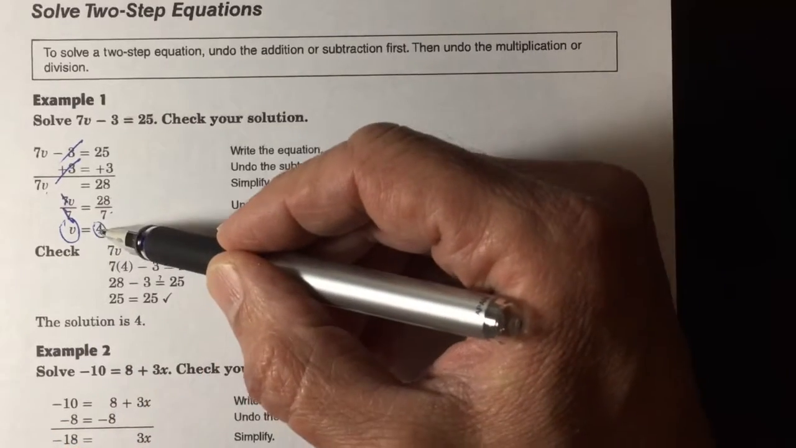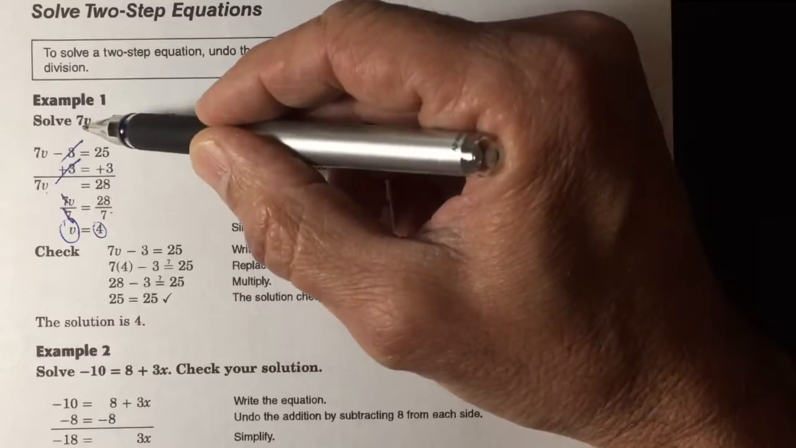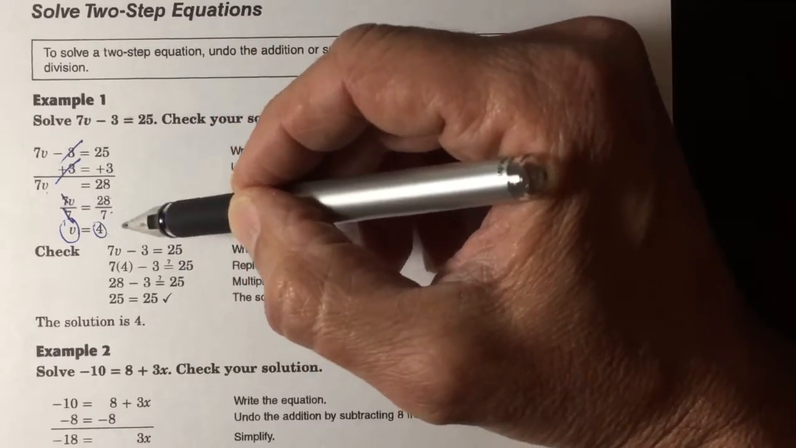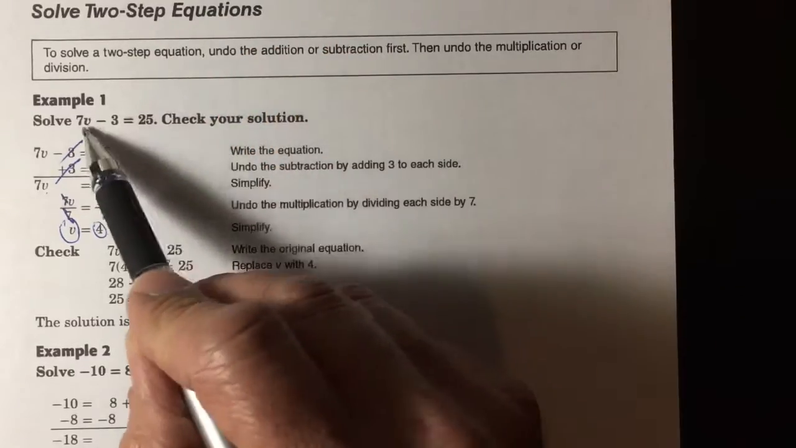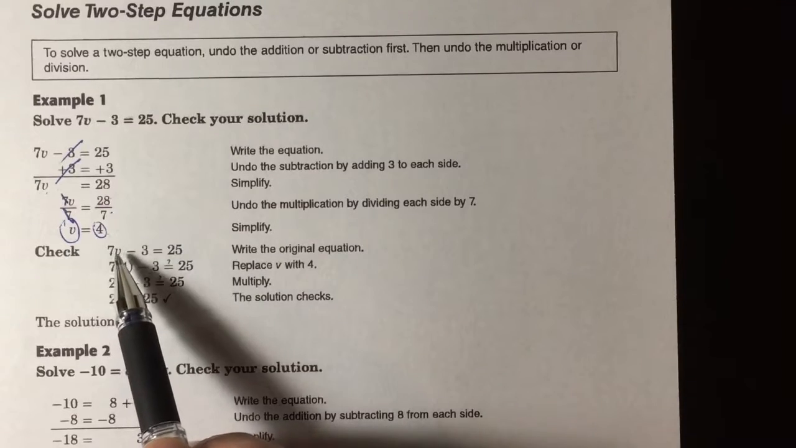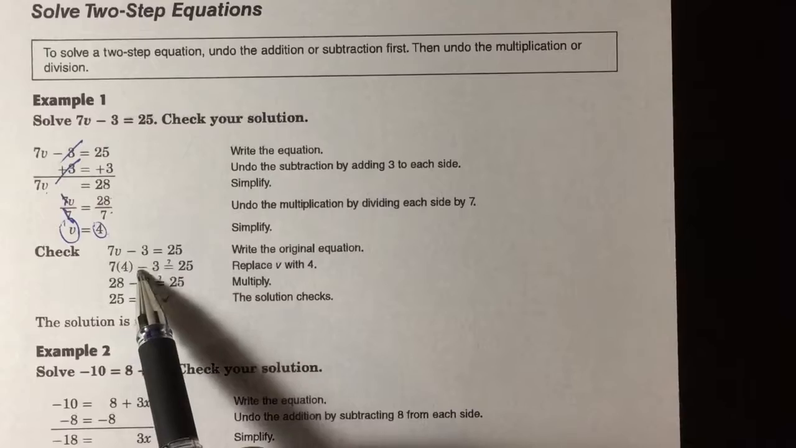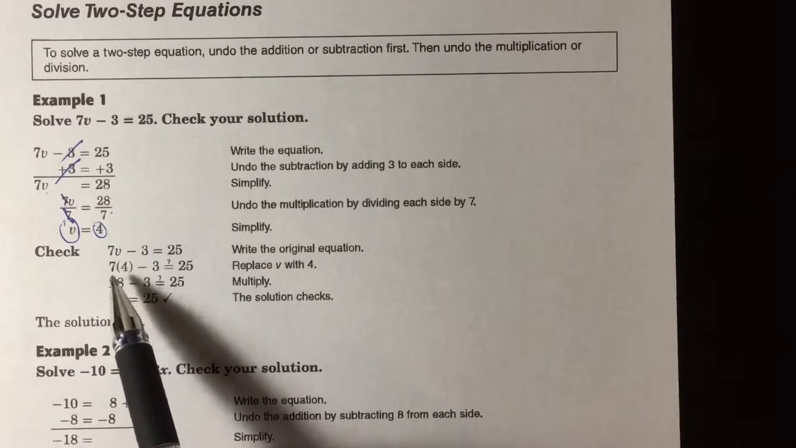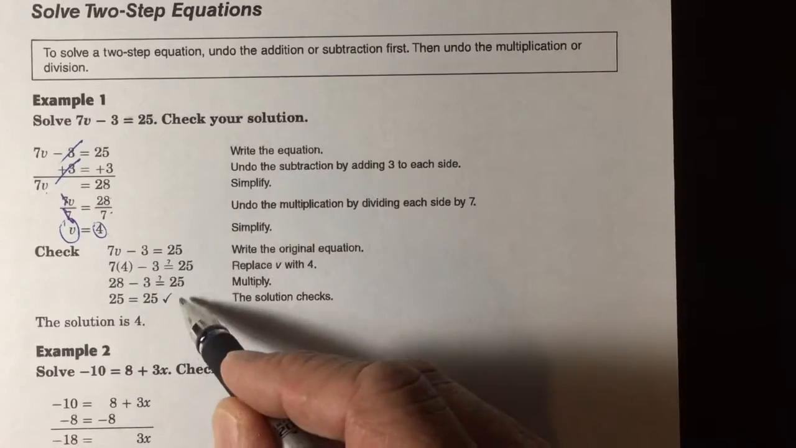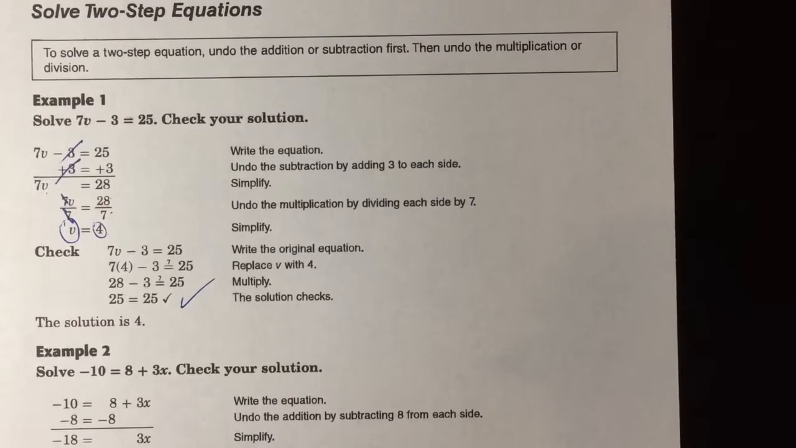Oh, just replace the v in the original equation by 4, multiply through the numbers and see if the left side gives me 25. 7v minus 3 is 7 times 4, the value of v we just found, minus 3. 7 times 4 is 28, minus 3 is 25, so the check is correct and the solution is v equals 4.